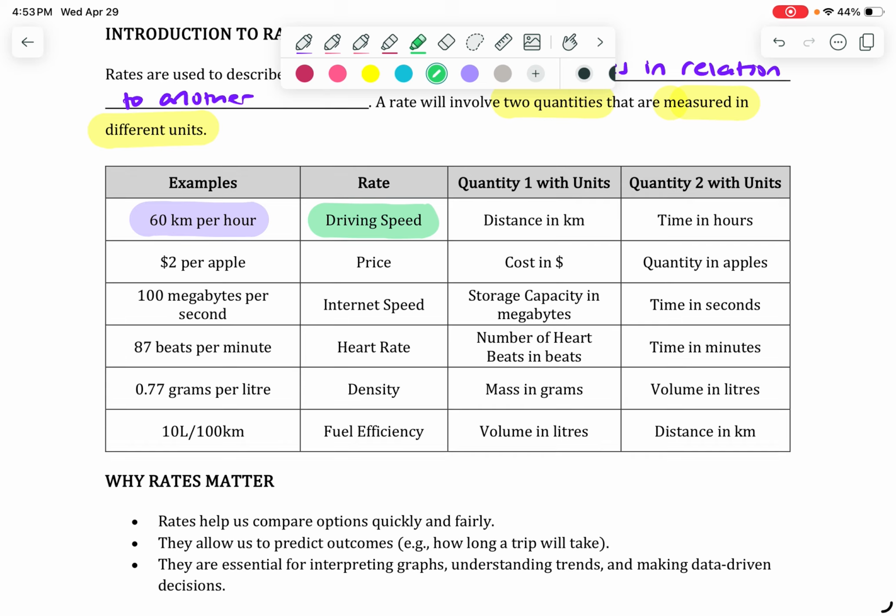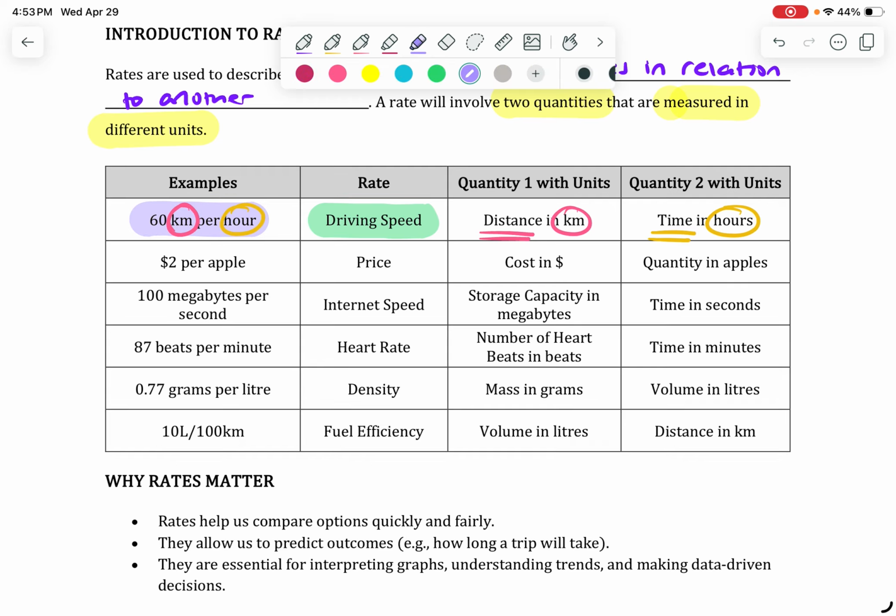Now, what are the two quantities? Well, the first one we had was in kilometers. What's measured in kilometers in this case? Distance. The second quantity is measured in hours. What's measured in hours? Time. So my distance versus my time is what gives me my driving speed. And we could do this for every single one of these here.